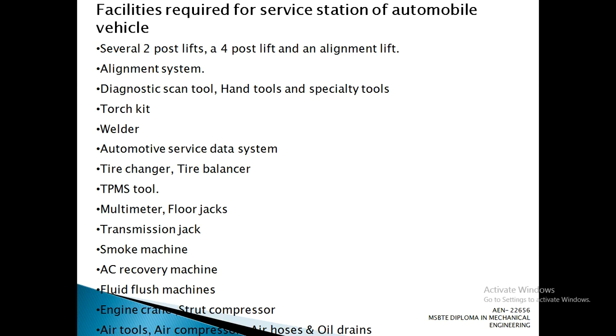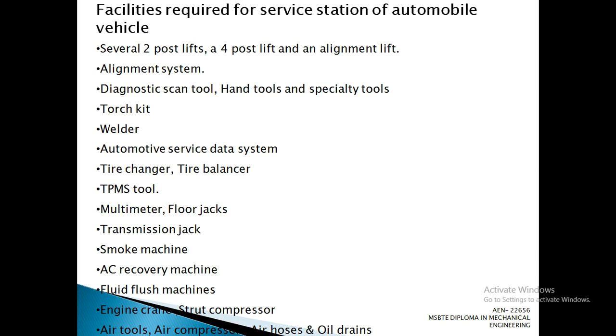These all tools come under it. If your automobile is electronically assisted, you should also have a diagnostic scan tool to identify what repair and what maintenance of an automobile should be looked after. Hand tools and special tools are the tools that are required for disassembling, or you can simply say dismantling or mantling of different devices. Torch kit, welder, that is for assembling, or you can say fabricating some of the parts.